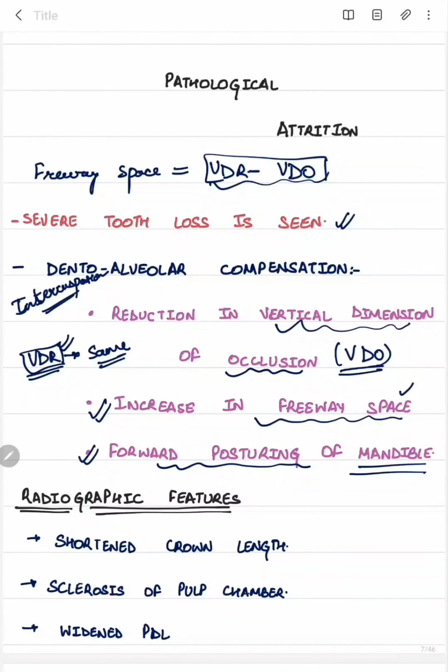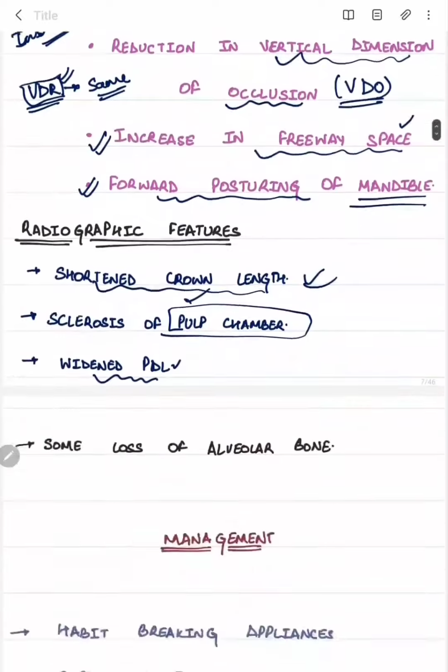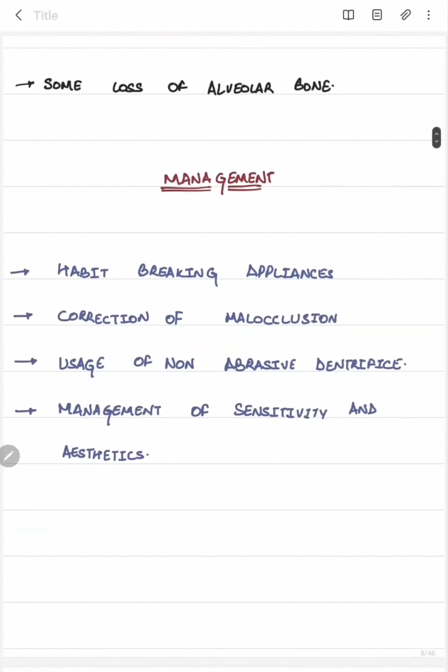The radiographic features of pathological attrition. So radiographically you can see the shortened crown length, right? Sclerosis of the pulp chamber. So the pulp chamber would be seen as calcified or something, right? The periodontal ligament space is basically widened, and next some loss of alveolar bone can also be seen radiographically, right?